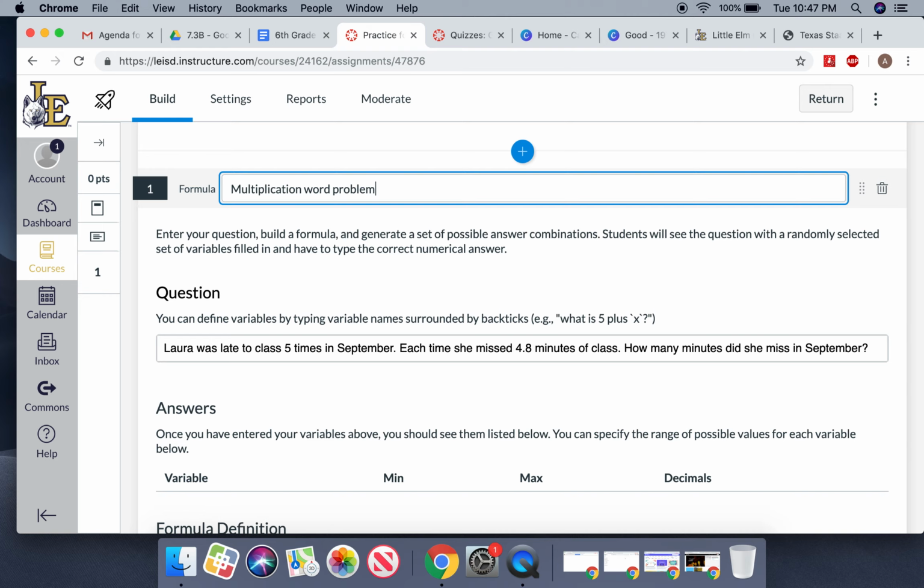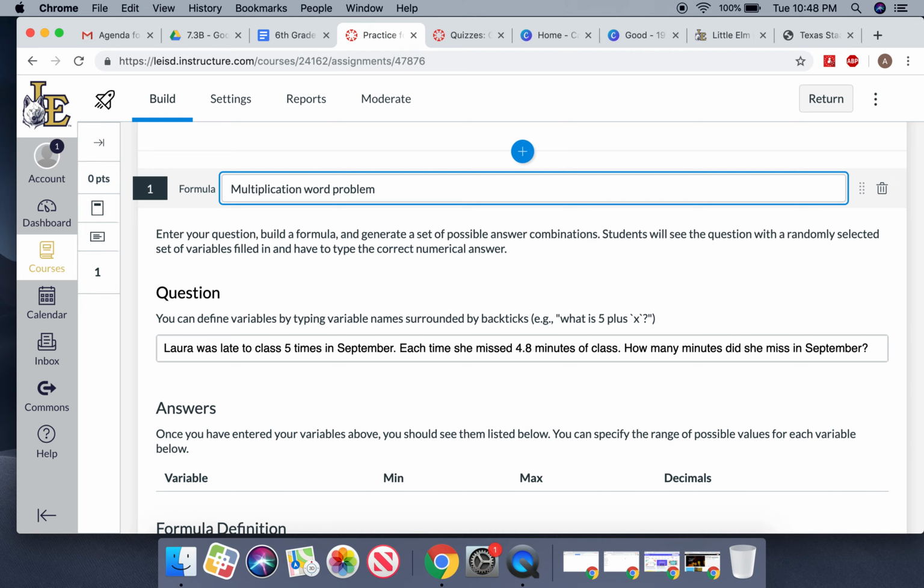Laura was late to class 5 times in September. Each time she missed 4.8 minutes of class. How many minutes did she miss in September? Most of us, I think, can understand that if we wanted to figure out how many minutes she missed 5 times, each time was 4.8 minutes. You just multiply 5 times 4.8 and that gets you the answer, which I believe comes out to 24 minutes.